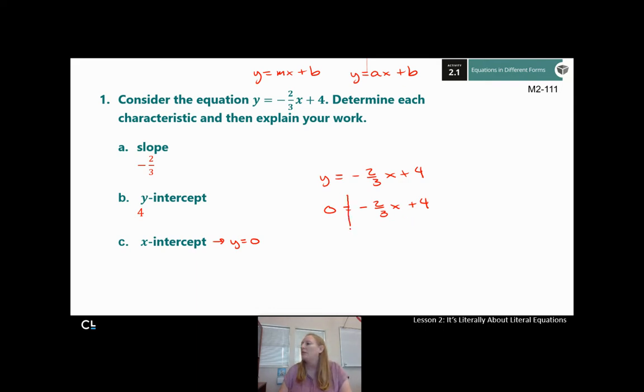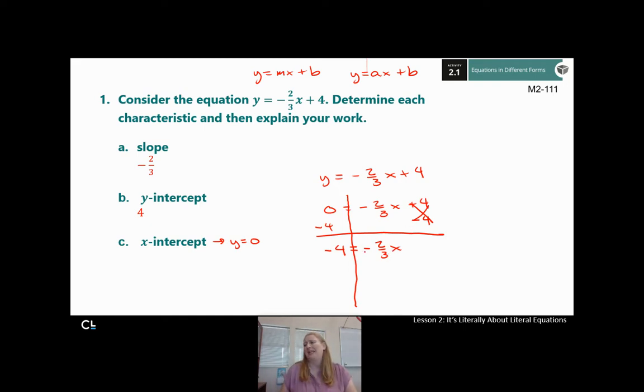If you want, you can make a big line down the middle. Some people like to do that. You don't have to. But now I can see x is over here. Let's get rid of that 4 first. It's a plus 4, so I'm going to go ahead and subtract 4 from both sides. And those cancel out. That's why we did it. So 0 minus 4 is negative 4. Still have an equal sign. Still have the negative 2/3 x. But now those 4s are gone, which is why we did it.